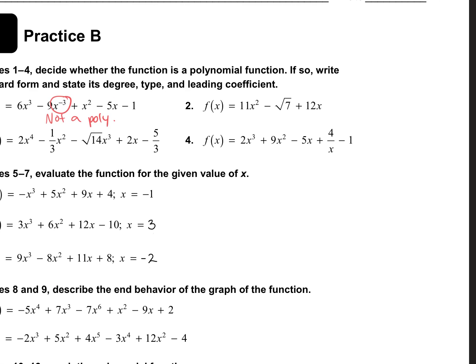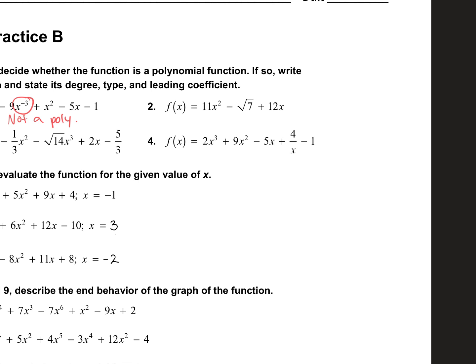What about 2? Yes. 2 is a polynomial. How would we put it in standard form? What would go first? 11x squared plus 12x square root 7. Awesome. 11x squared plus 12x minus square root 7. Now, what's its degree? 2. Degree is 2. What do we call something with the degree of 2? Quadratic.